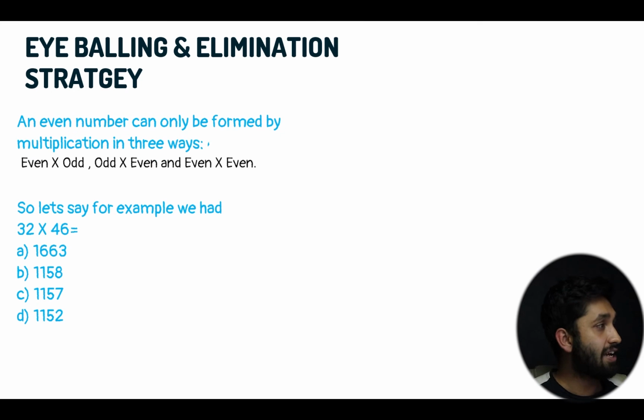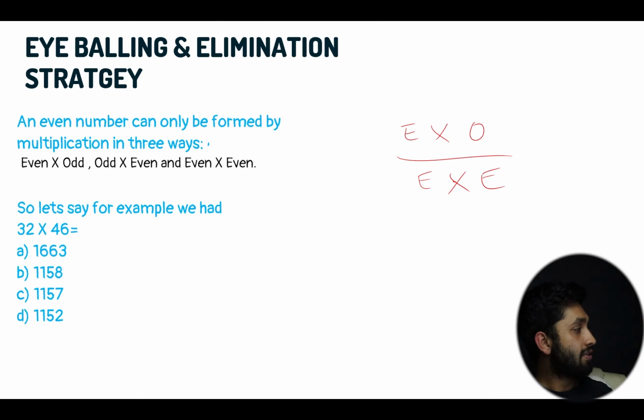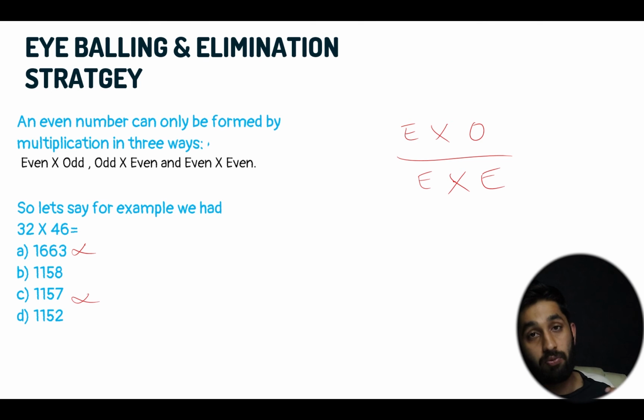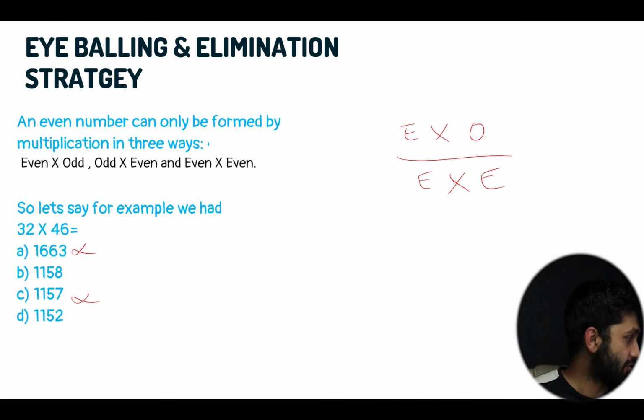An even number can only be formed by multiplication in 3 different ways. Number 1, even multiplied by an odd number. Odd multiplied by even, which is the same again, and even multiplied by even. So let's say 32 multiplied by 46. Well, obviously, once again, without doing any sort of working out, you eliminate A, you eliminate C, you eliminate, oh, okay, now we've got a 50-50 probability. Now, which one is it most likely to be?